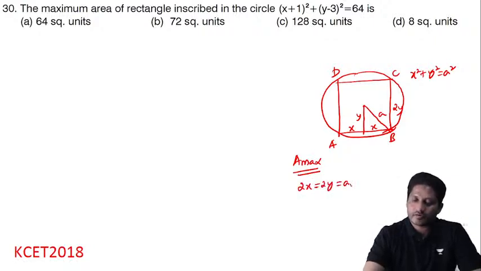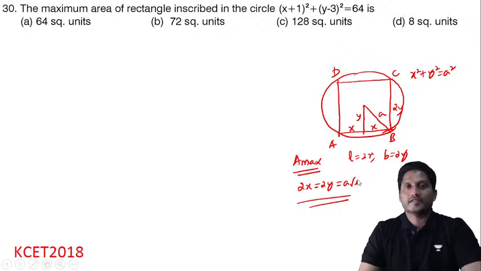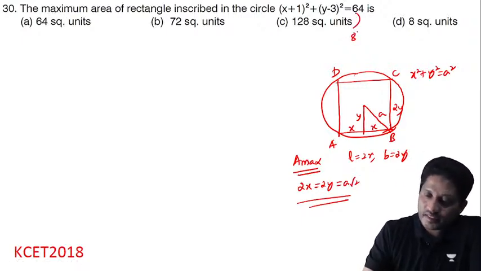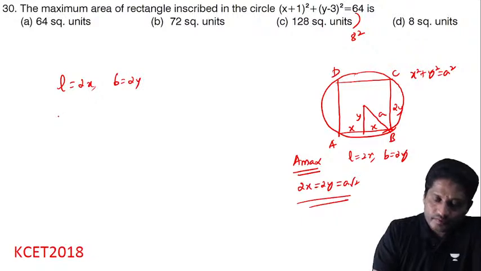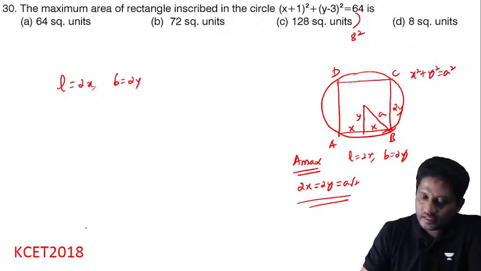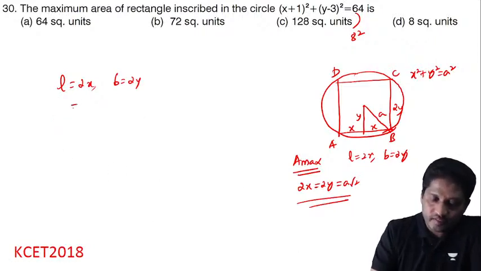That is, the length and the breadth each should be equal to a root 2. Length is equal to 2x, breadth is equal to 2y. Length is equal to breadth is equal to a root 2. That's a result. Area is length equal to 2x and the width equal to 2y. Now length is equal to width, that is equal to a root 2.